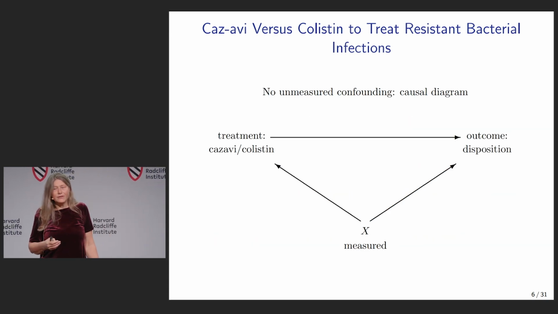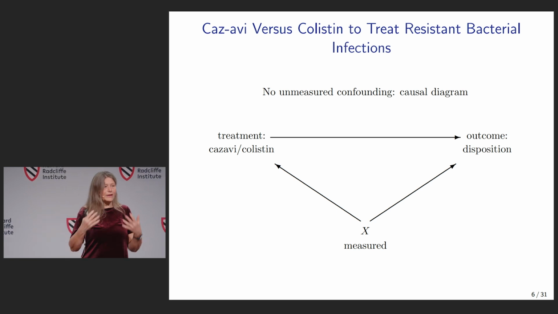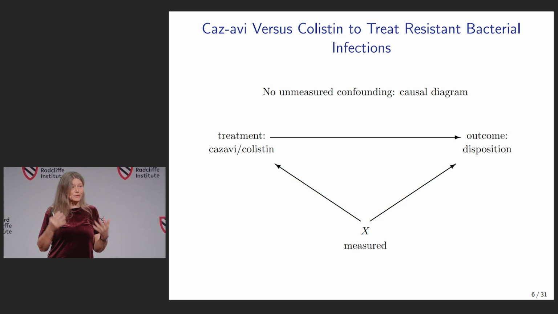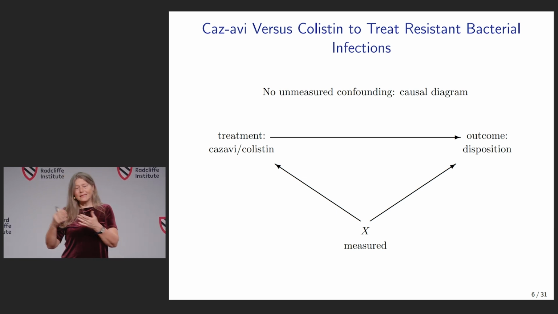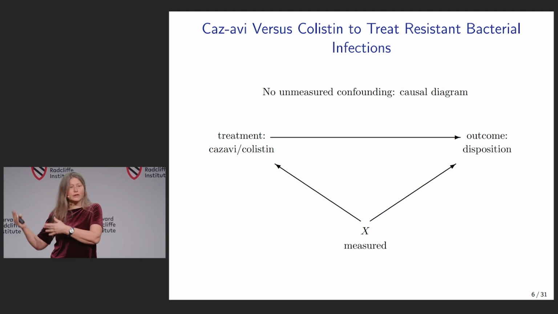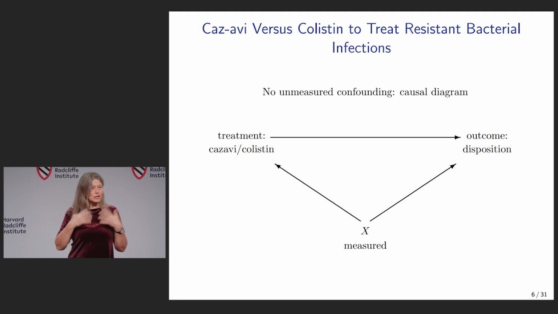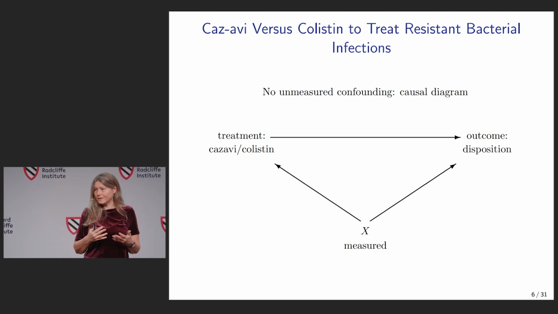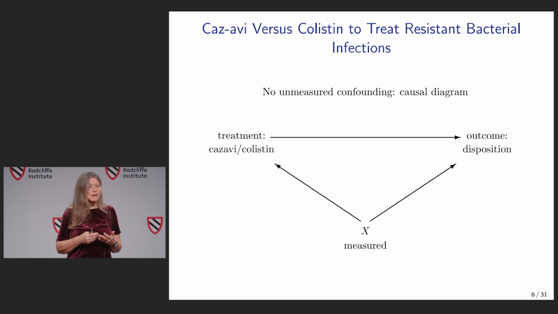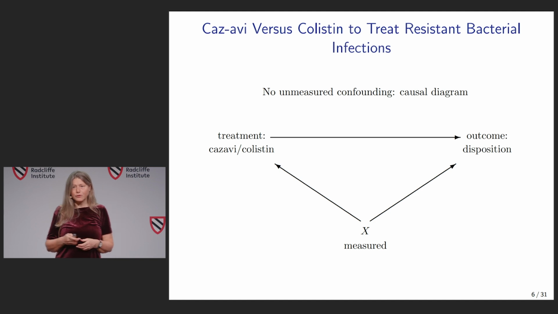So we have to have available for the analysis all the factors that affect both the treatment decisions and, in this case, the disposition over time in patients had they been treated with colistin, and also the disposition over time had they been treated with Casavi. We need to have the common causes of the treatment and the outcome available for our analysis.